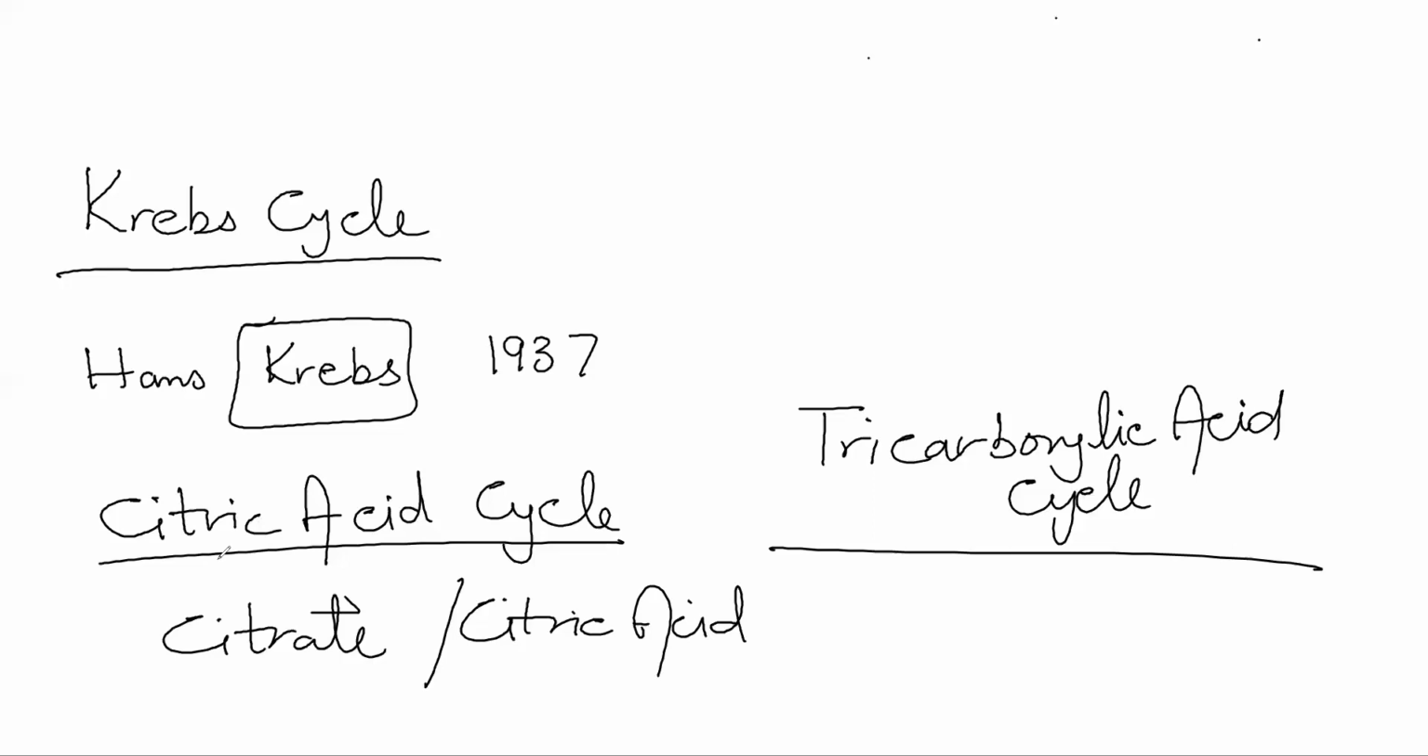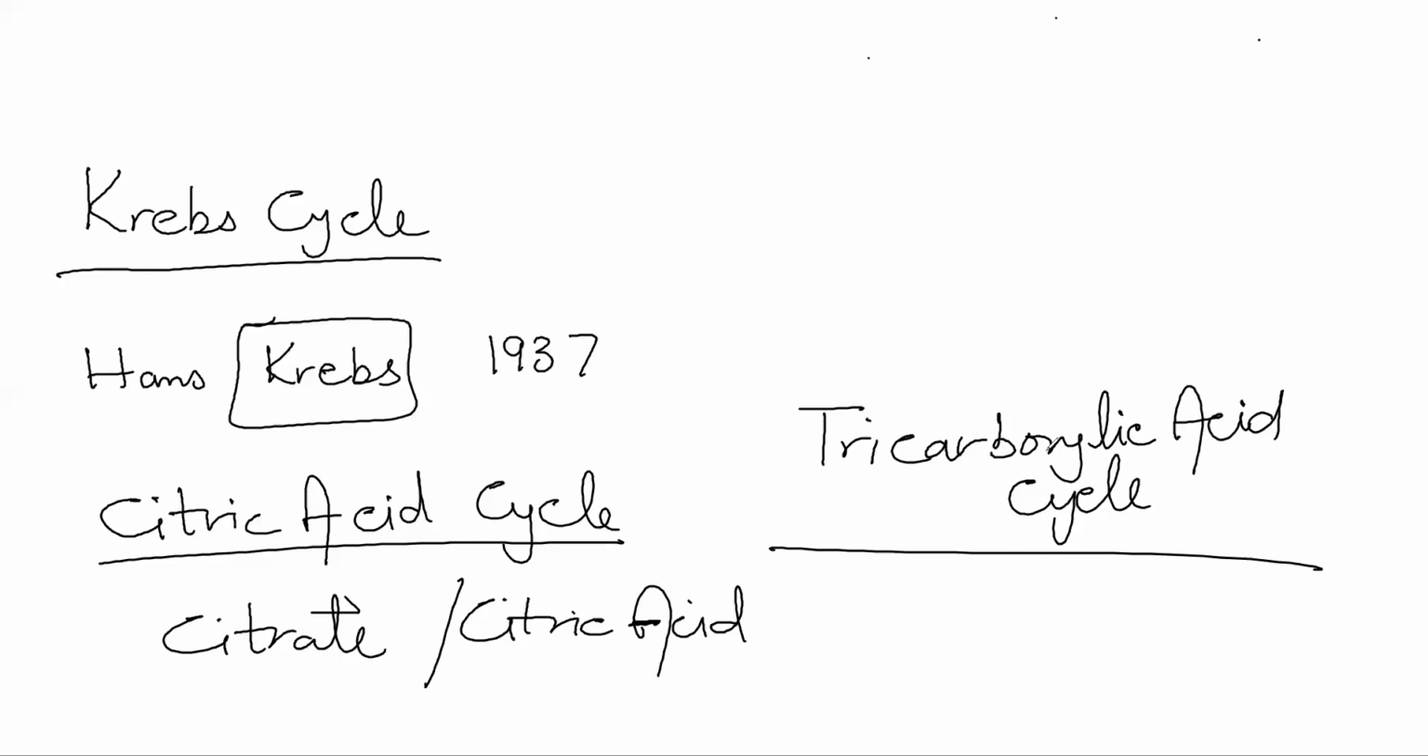For example, why is it called the citric acid cycle? Because there are also other compounds which are formed at various stages, but citrate is one of the major ones. So that's why this cycle is also called the citric acid cycle or tricarboxylic acid cycle. Citric acid cycle because citrate is produced in this cycle at one stage, and citrate or citric acid is a tricarboxylic acid. So that's why this cycle is also named the tricarboxylic acid cycle.